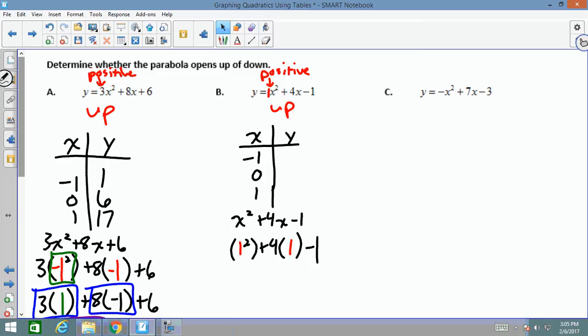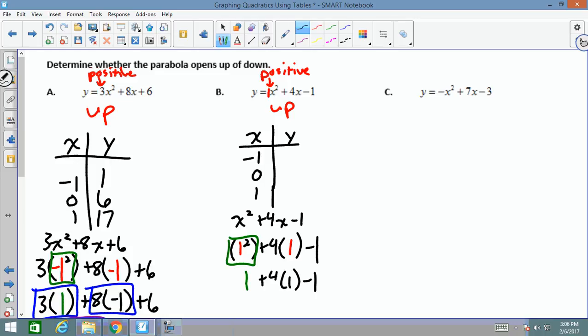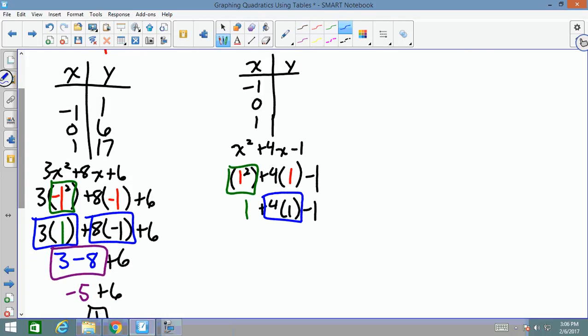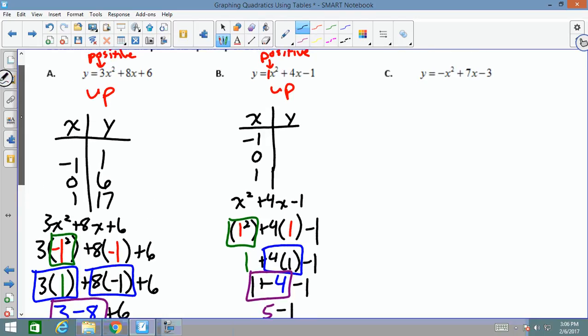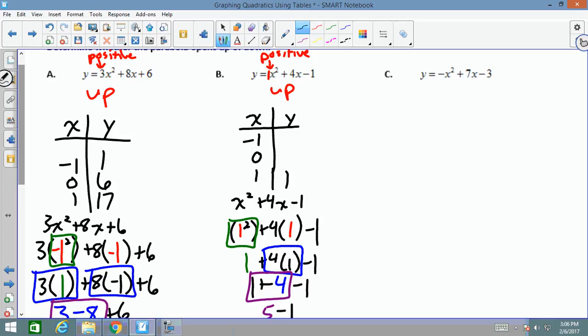Okay. Then we do, remember, we do each exponent next, so it'd be 1. Then each multiplication, which in this case we only have the 1. And we add from left to right, so that would be 5. And 5 minus 1 would be 4. So at 1 it's 4. I accidentally did it backwards. So at 1 it's 4.